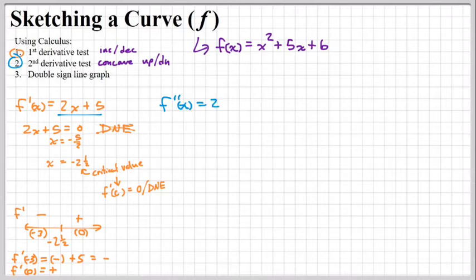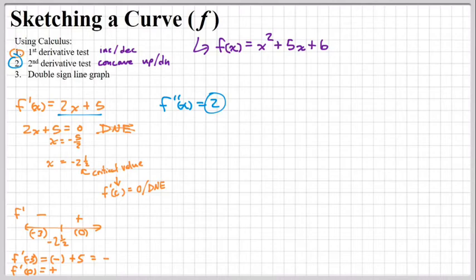Now usually, since this is a super simple problem, we don't have to do this, but usually what we would do is take f double prime and set that equal to 0, just like we did right here with f prime. And what we're looking for this time would be possible inflection points. Possible inflection points.